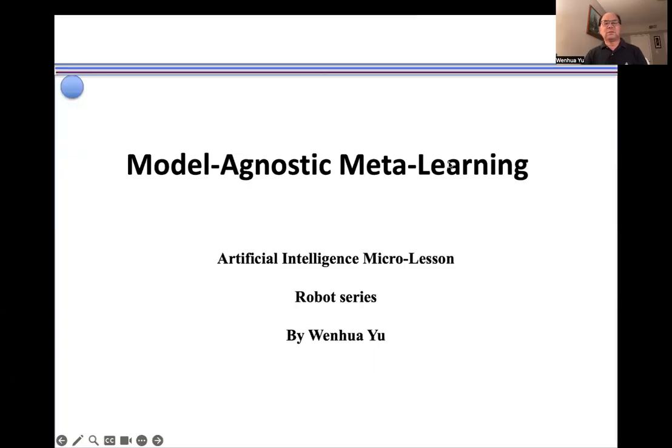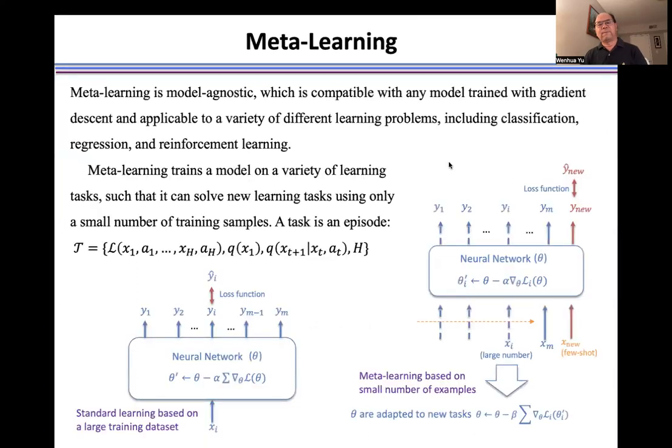Now we introduce a model agnostic meta learning method. In the regular model learning method, we use a stochastic gradient descent method and a large training data set to train a model, to get the optimal parameters of a neural network. This model will cover all the examples. That means we learn all the internal features of the examples in the training data set.